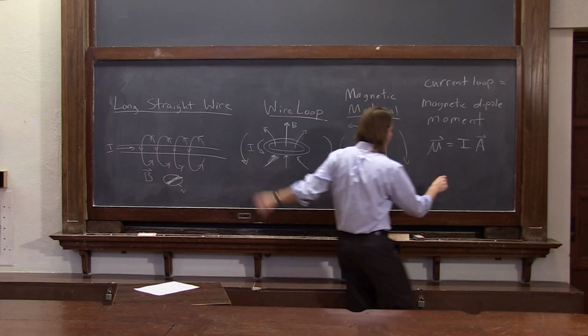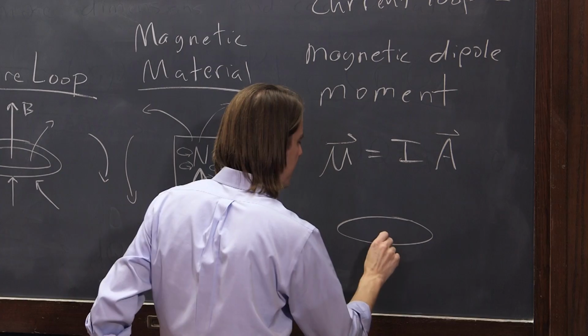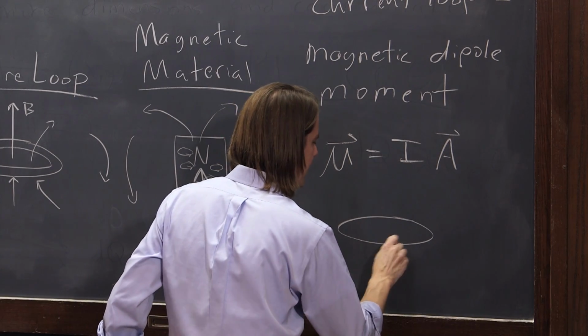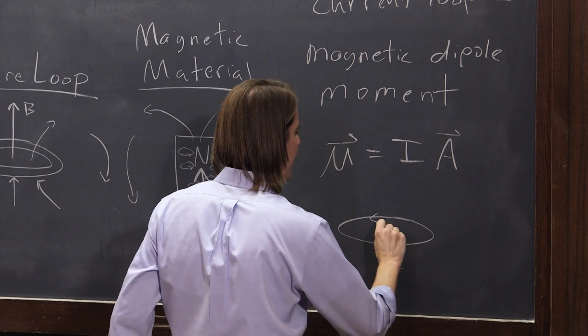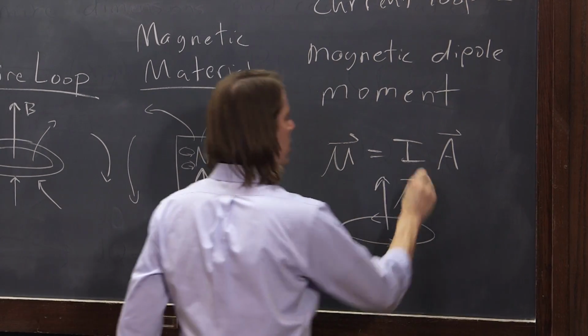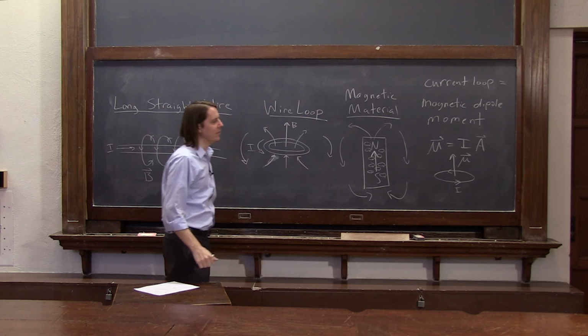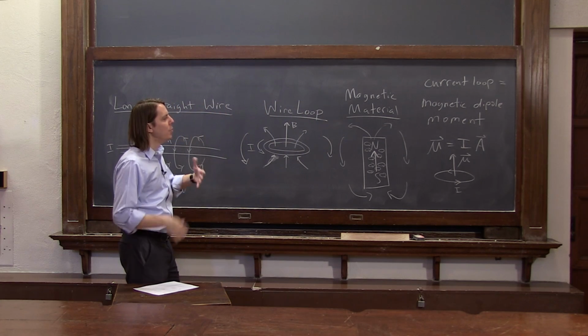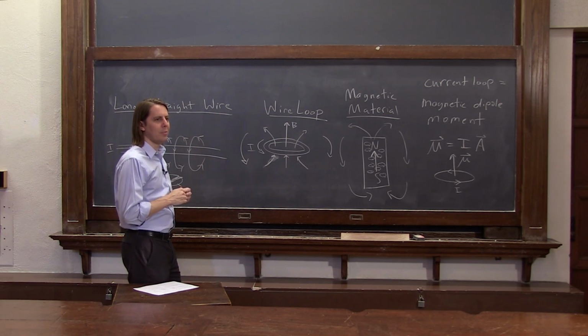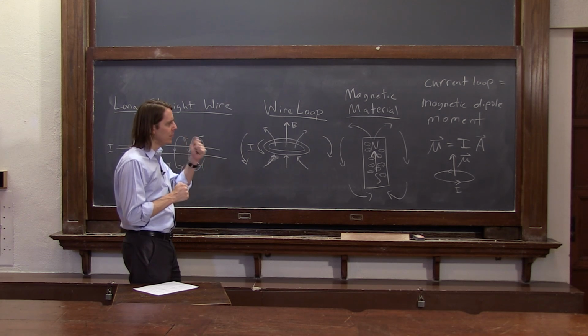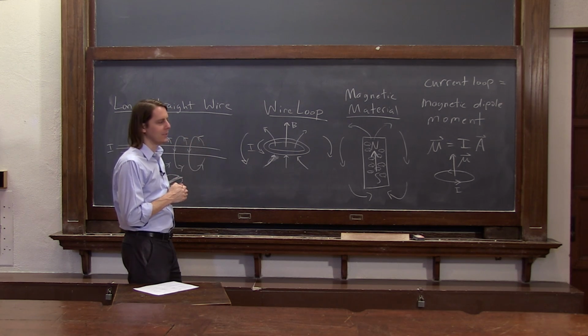So usually we don't draw it quite so fancy. We could just draw a loop like this with the current going like that, and mu sticks up like that, just like the area vector would. So we're going to use mu when we think about how things interact with magnetic fields. But it is the fundamental magnetic source, a magnetic dipole moment.